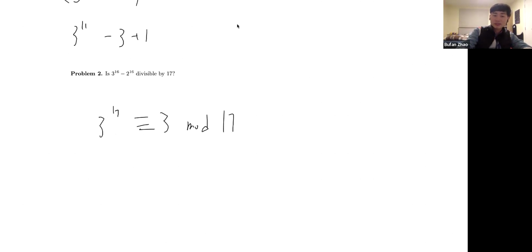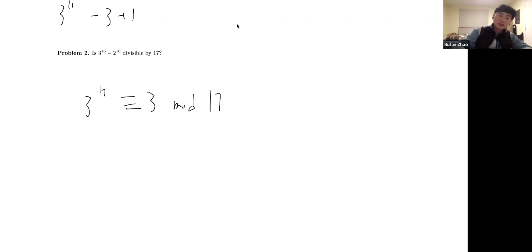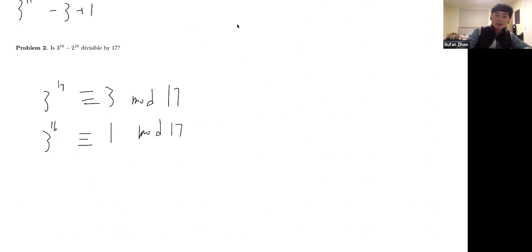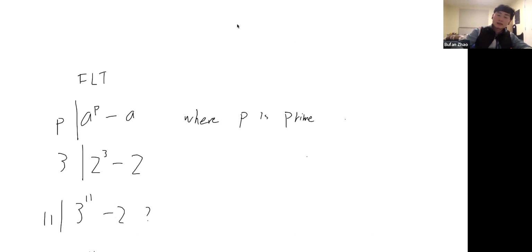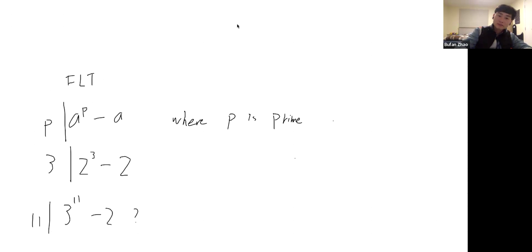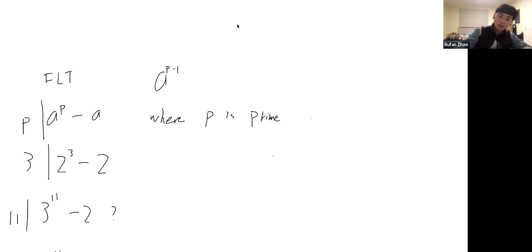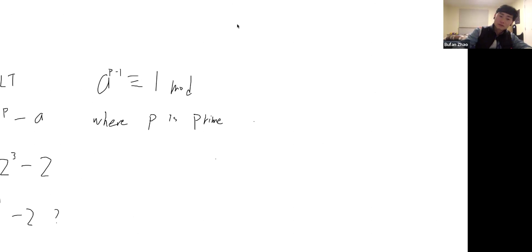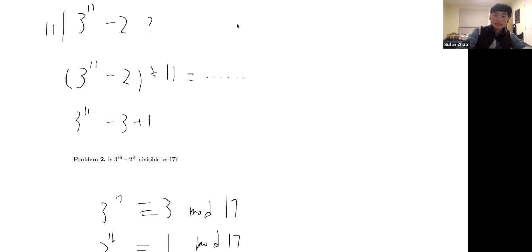Now we can actually divide both sides by 3, which gives us 3 to the power of 16 is equal to 1 mod 17. This is actually another formulation for the theorem. So you can phrase the theorem as stating that a to the power of p minus 1 has a remainder of 1 mod p, for p not dividing a. So 3 to the power of 16 has a remainder of 1 when divided by 17.